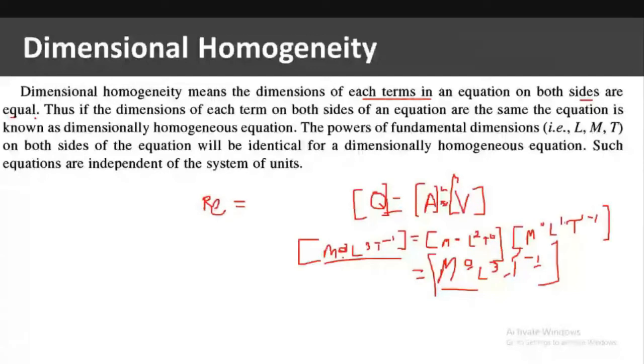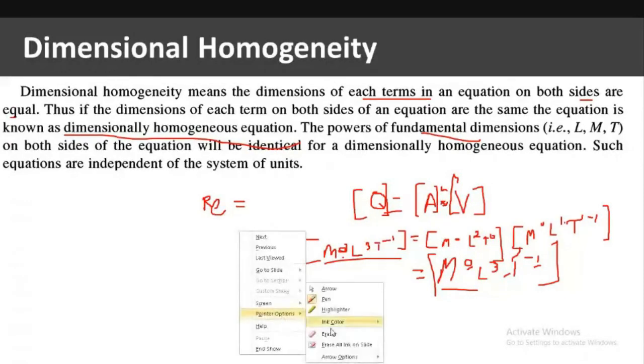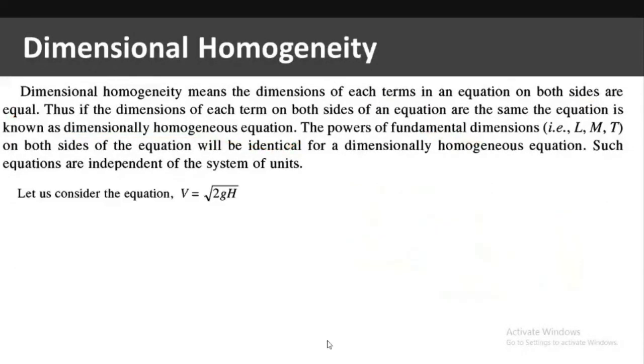So if the dimension of each term on both sides of the equation are same, then the equation is known as dimensionally homogeneous equation. That means in dimensionally homogeneous equation, the power of fundamental properties M, L and T, इनके जो पावर होते हैं, इनका लेफ्ट साइड और राइट साइड का जो वैल्यू है वो सेम होना चाहिए. Then such type of equations are called as dimensionally homogeneous equation.